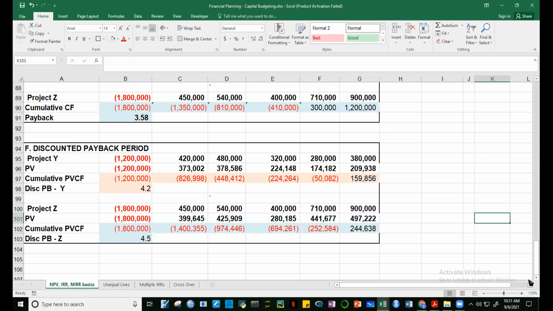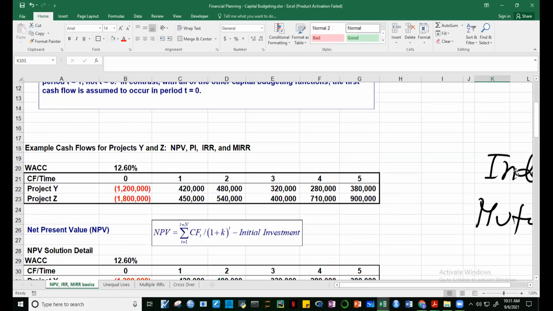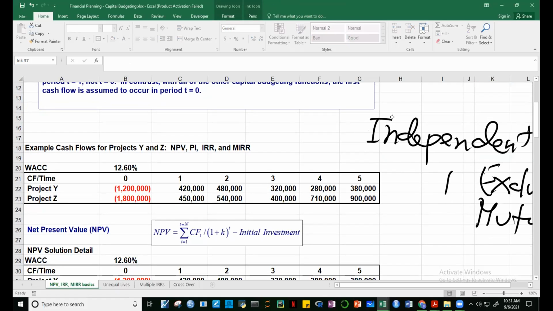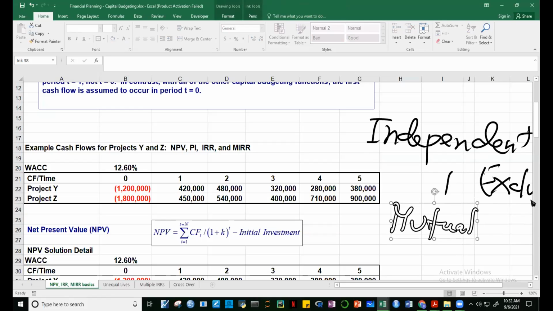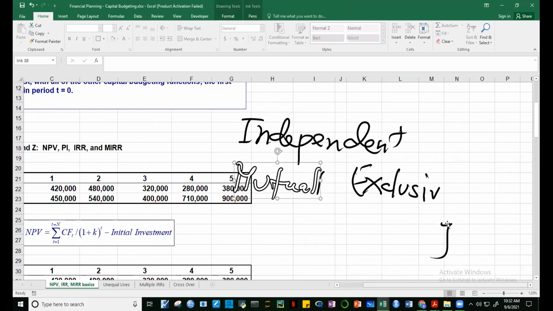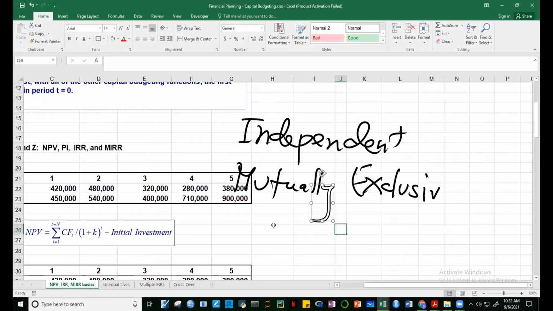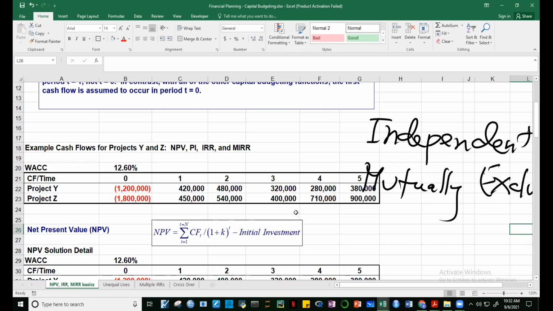So let's have a quick review, guys. In this worksheet, we talked about the different projects, independent projects, or sabi natin mutually exclusive. Nawala yung letter Y. Mutually exclusive, sabi natin, guys, is when sa project natin, you only choose one. So in this case, project Y or project Z lang. Pag independent kasi pwedeng pareho yan. So depende na lang sa budget.